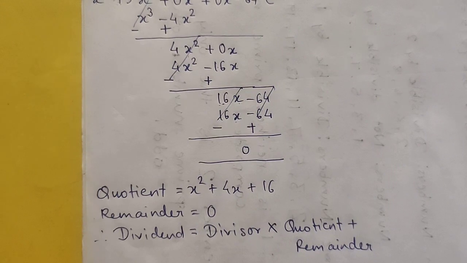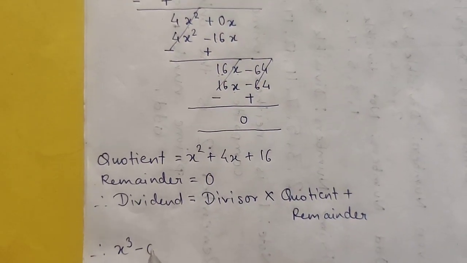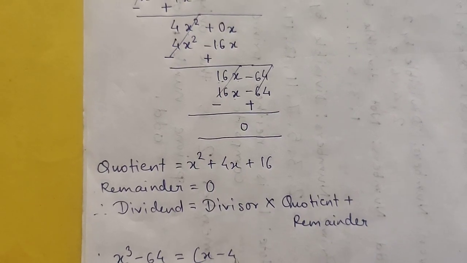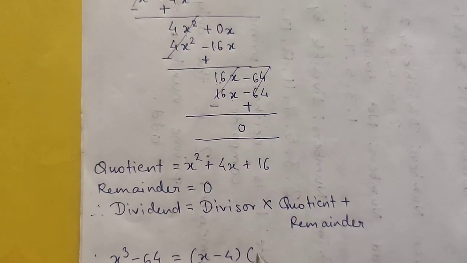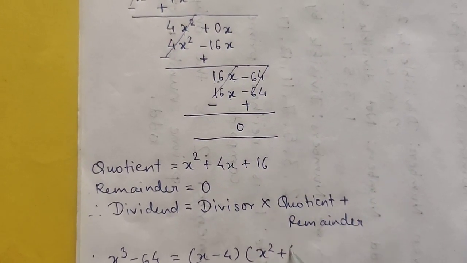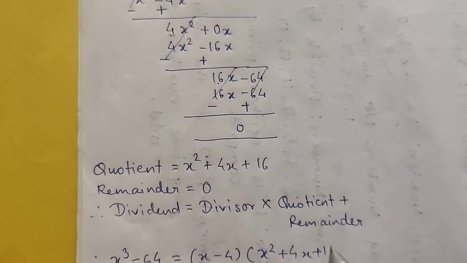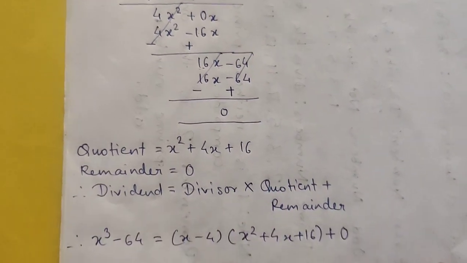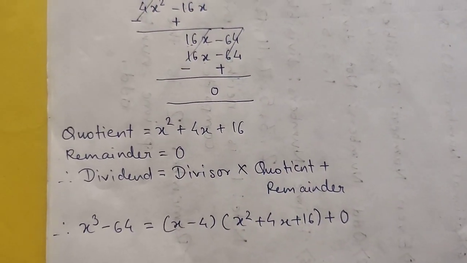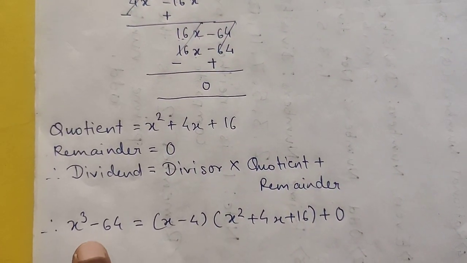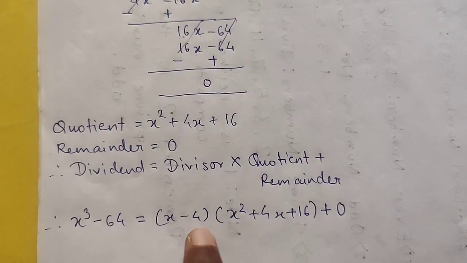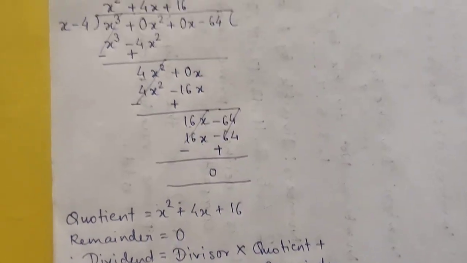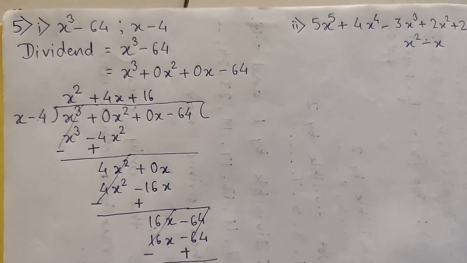What is your dividend? x cube minus 64. What is your divisor? x minus 4. What is your quotient? x square plus 4x plus 16, plus what is your remainder? 0. Okay, so in this way you are going to write your final answer, that is dividend equal to divisor into quotient plus remainder. Okay, so in this way I have solved the first question.